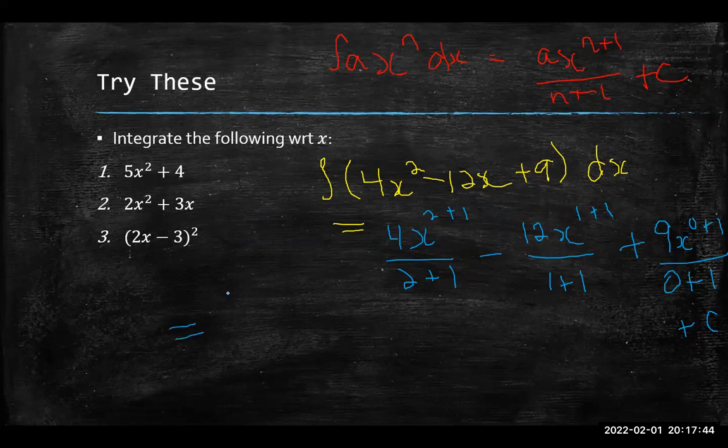All I do now is simplify. 2 plus 1 is 3. So what I end up with is this. 1 plus 1 is 2. So what I end up with is this. 0 plus 1 is 1. So I end up with this.